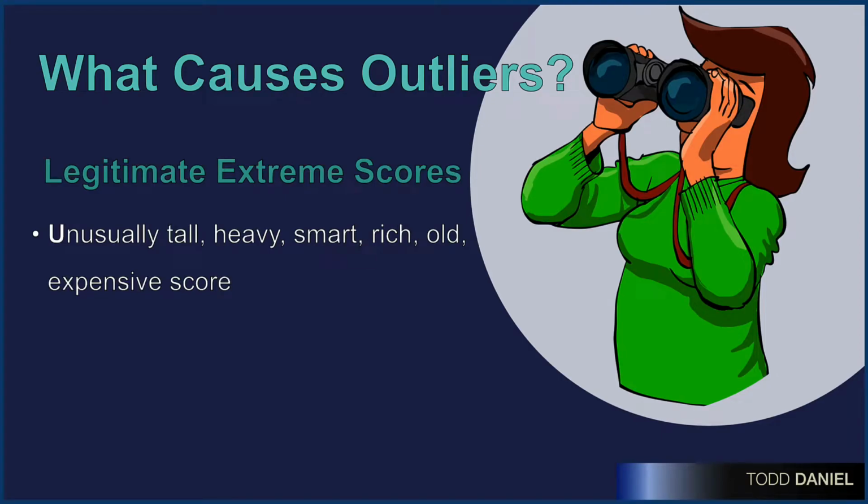It is quite possible for us to have outliers in our data set that represent legitimate extreme scores. Usually this happens on a single variable. We have someone in our data set who is unusually tall, or heavy, or smart, or rich, or old, or some item that is particularly expensive, such as a house in a neighborhood that has a low median income, but a large, expensive house on the corner. What then should we do about these legitimate extreme scores?